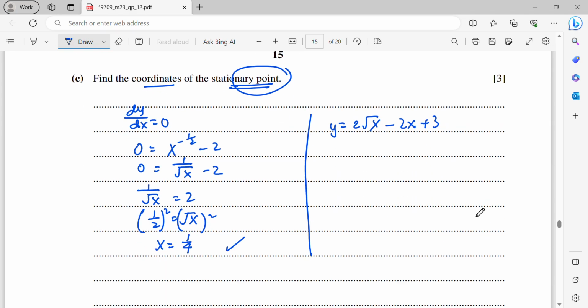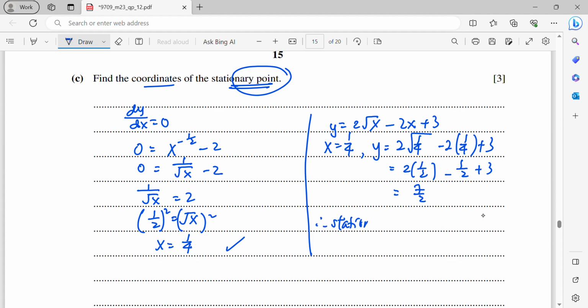And now the x equals 1 over 4. So my y is 2 square root 1 over 4 minus 2 bracket 1 over 4 plus 3. Then square root 1 over 4 is half. So 2 times half minus 2 times 1 over 4 is basically 1 over 2, then plus 3. Then I will get 1 minus half plus 3, and you will be getting 7 over 2. Therefore, the stationary point has coordinates 1 over 4 and 7 over 2. Okay, so that's the solution for this part C.